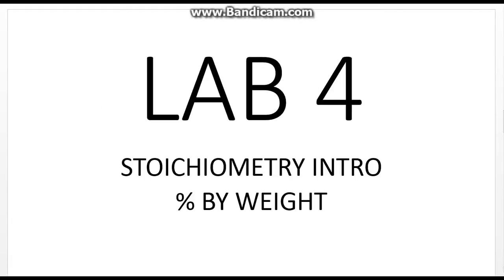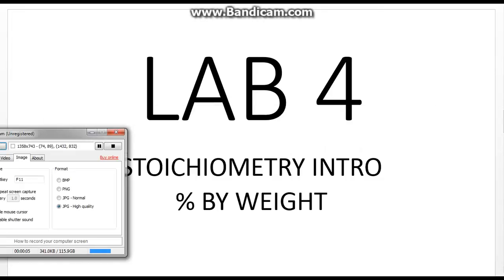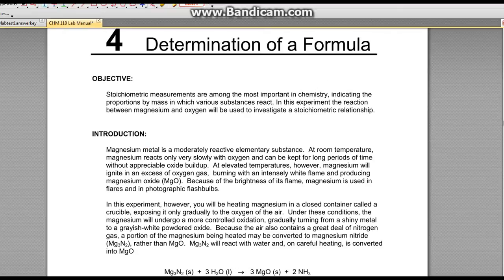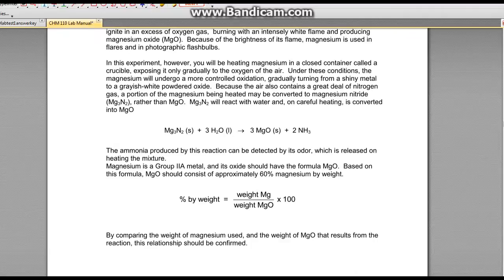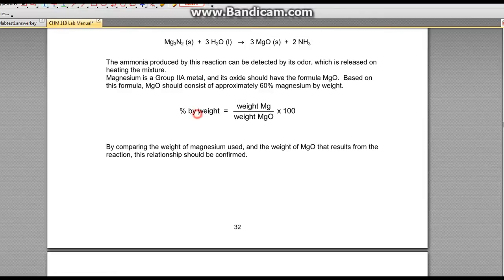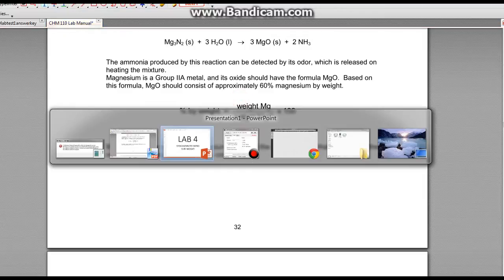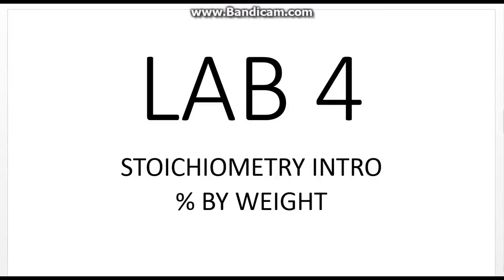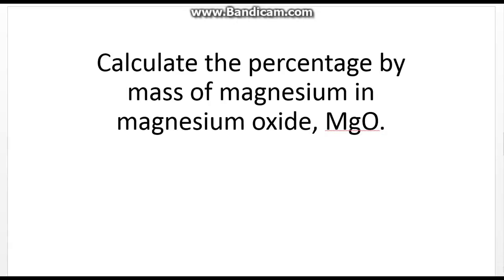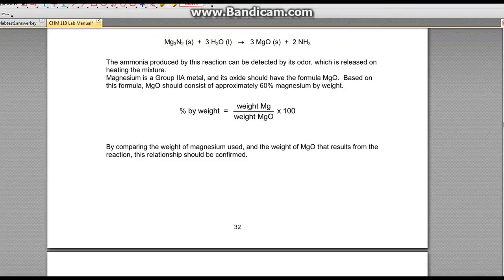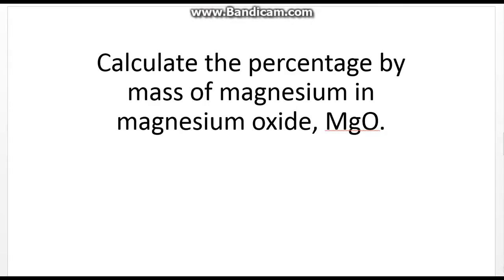Okay guys, lab 4 introduces stoichiometry and percent by weight. If you go over to lab 4, you will find that it begins introducing stoichiometry, and here it's got an equation for percent by weight. So obviously you will need to know how to calculate this. Here I'm going to do an example problem: calculate the percent by weight of magnesium in magnesium oxide. So let's go over to our drawing board.